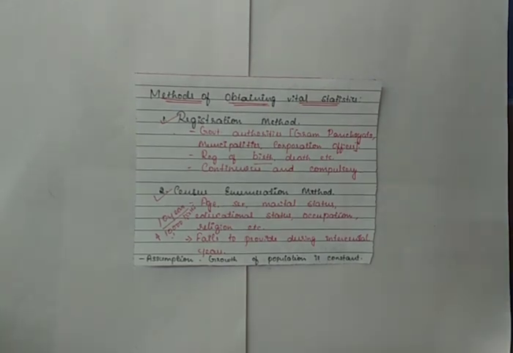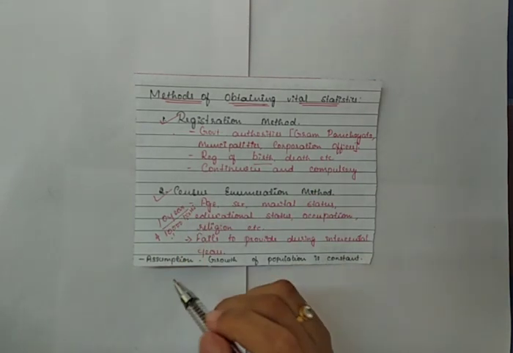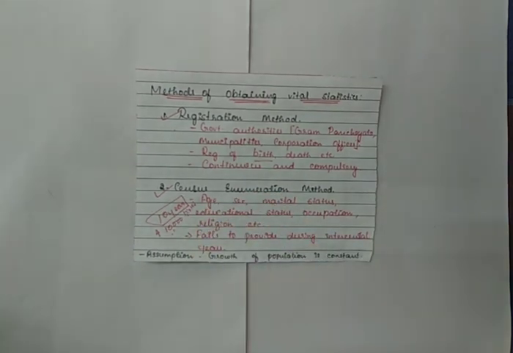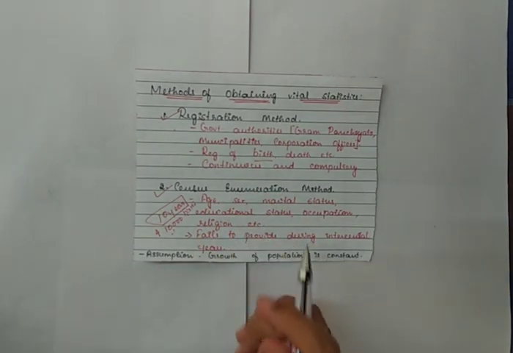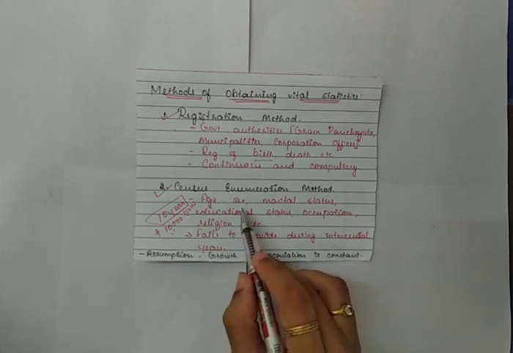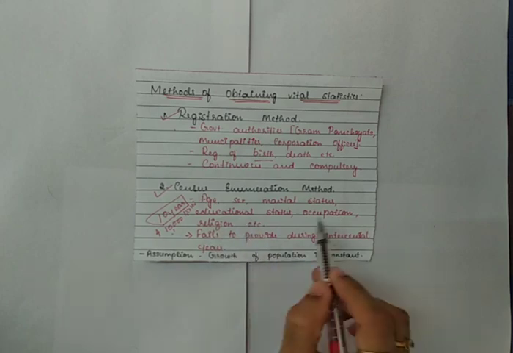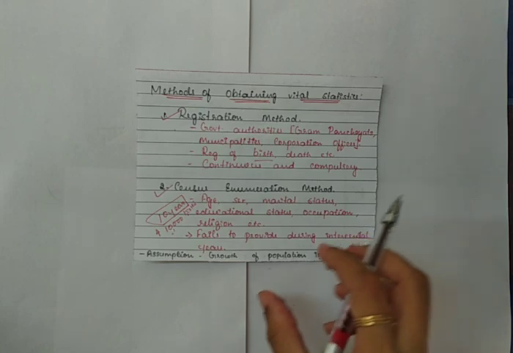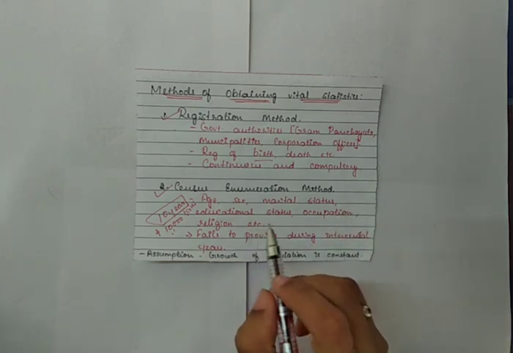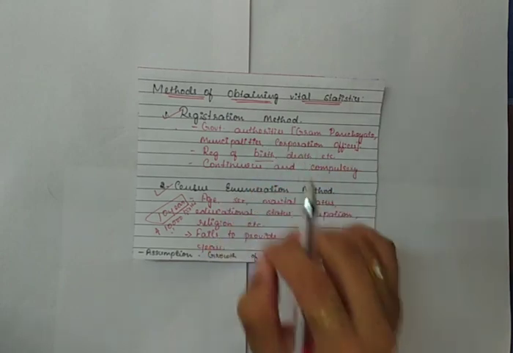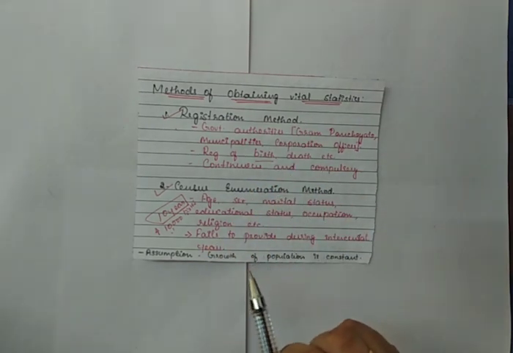The second method of obtaining vital statistics is census. You all know that census takes place every 10 years, isn't it? Under census, we get to know so many things: age, sex, marital status, educational status, occupation, religion, each and every minute thing is recorded in census. So, this census method also provides information for vital statistics.